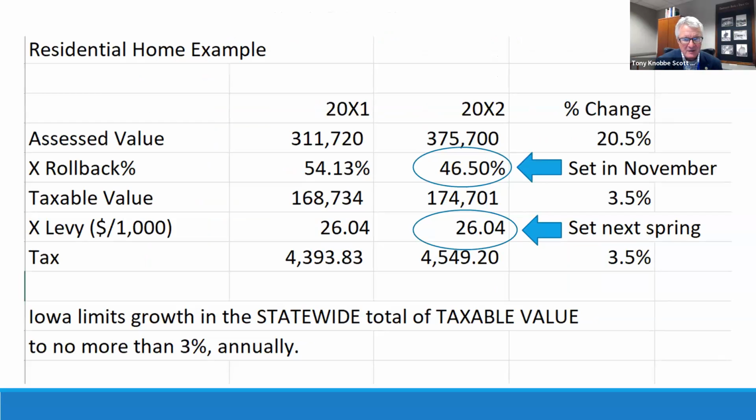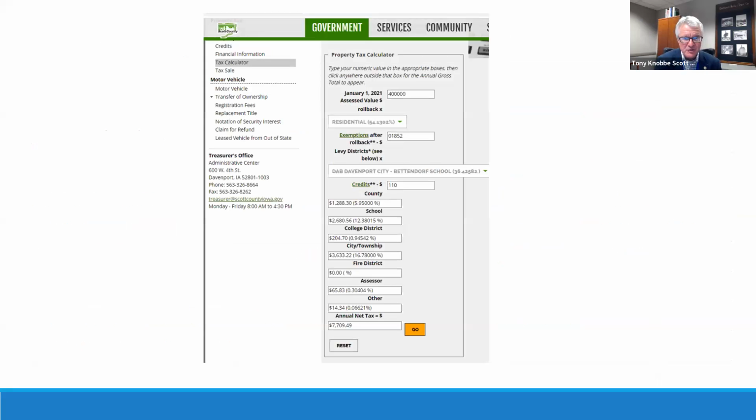So if the state comes back with a rollback, let's say of 46.5%, kind of in the middle of the numbers that I'm hearing, that would result in this case, a 3.5% increase in taxable value for the next tax year. If the levies stay the same, and that's a big if, but if they were to stay the same, then therefore it's a 3.5% tax increase, not a 20.5% tax increase. Okay.